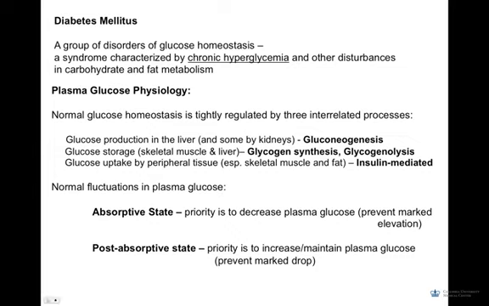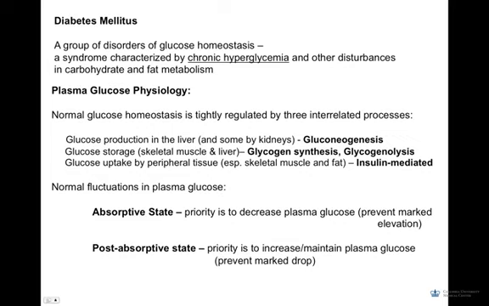But all of the forms of diabetes mellitus basically are syndromes that are characterized by chronic hyperglycemia and other disturbances in carbohydrate and fat metabolism. So we really need to understand the maintenance of normal plasma glucose before we can really discuss the alterations or the abnormalities that occur in diabetes mellitus. So normal blood glucose is maintained through the tight regulation of three basic processes.